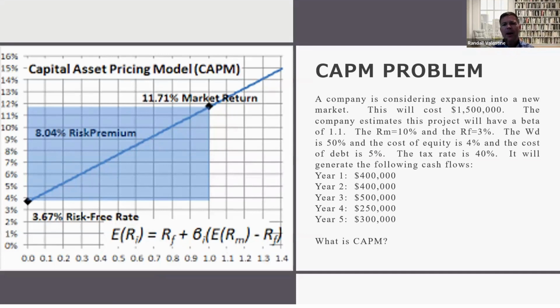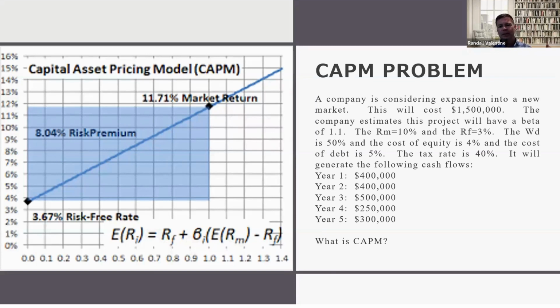So in this problem, what I always did in school, and someone had told me this way back when, and it always has been crazy successful for me, is I work backwards. So what I like to do is go to the very bottom where it says, what is CAPM? And when I see that, then I know that's what I'm looking for in the problem.